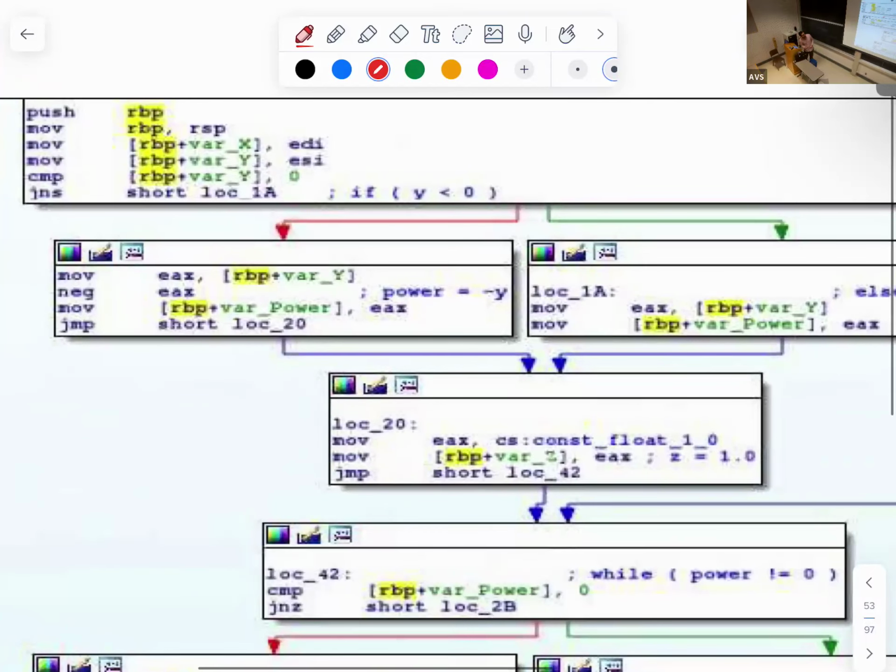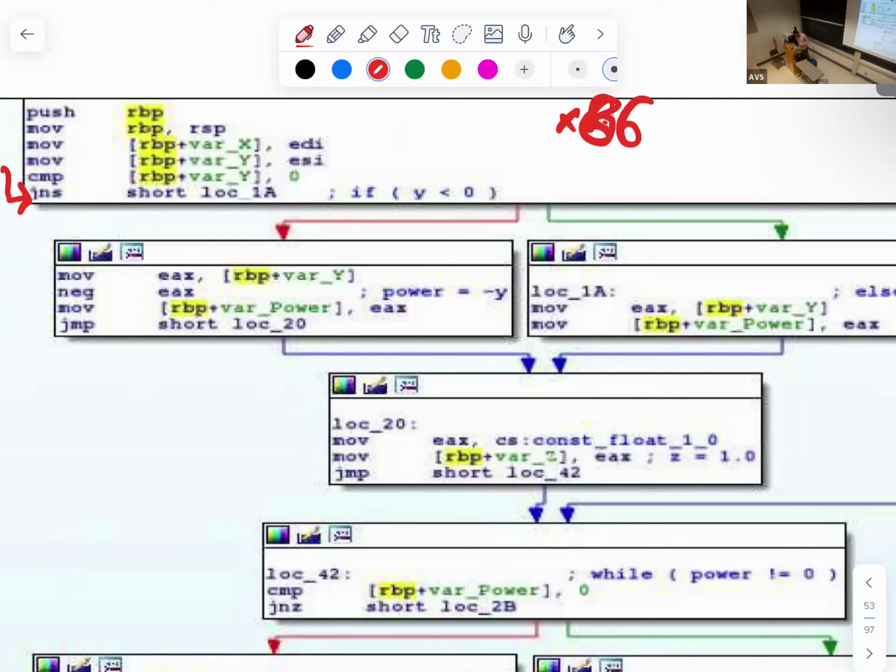You see that at the beginning, as I said, there's a bunch of pushes and moves in order to create the space for the local variables. Then at some point, we do some checks, some comparisons, and some jumps. This is, by the way, x86 assembly language. How many of you are familiar with x86 assembly language? A few of you. Okay.